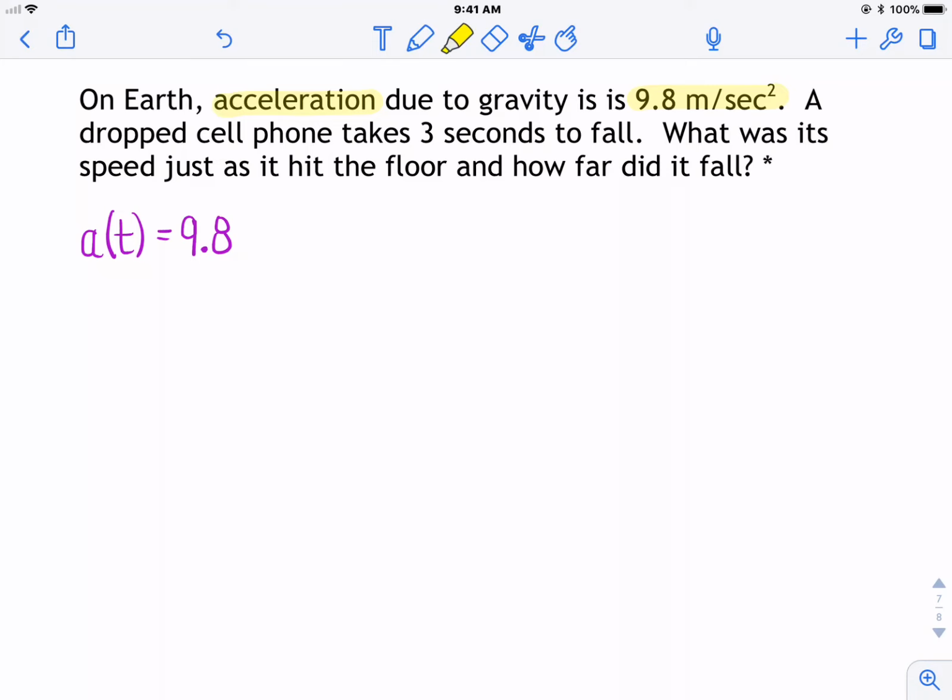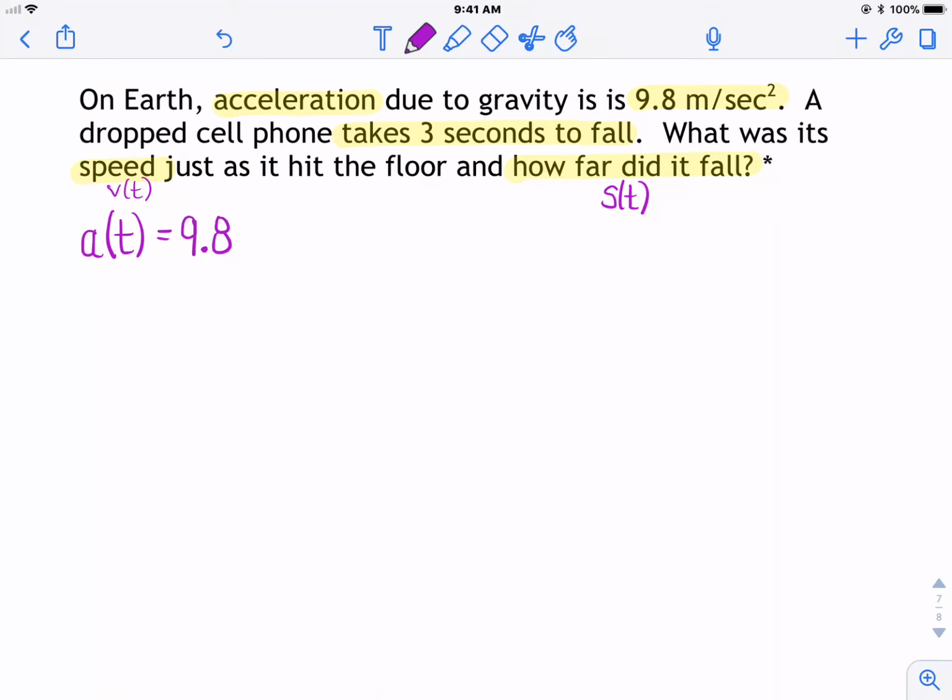If I read through the rest of the problem, a cell phone is dropped, tragedy. It takes 3 seconds to fall to the ground. They're curious what its speed was. Oh, speed is not acceleration. Speed is related to velocity, speed with direction. We happen to know that as it's falling, we know its direction, so our velocity will tell us the speed part. And how far did it fall? Well, how far did it fall sounds like a displacement or a location issue, so I'm pretty sure I'm going to need to know its position function as well.